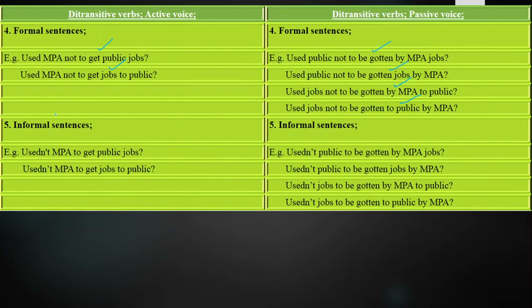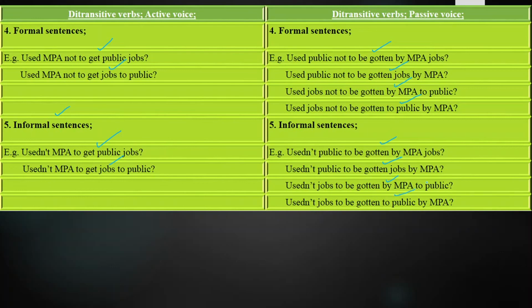Informal sentences, those sentences in which we ask a question, deny the statement, and ask in an informal way. Use not, short form is usen't. Usen't MPA to get public jobs. Usen't MPA to get jobs for public. Usen't public to be gotten by MPA jobs. Usen't public to be gotten jobs by MPA. Usen't jobs to be gotten by MPA to public, and usen't jobs to be gotten to public by MPA.